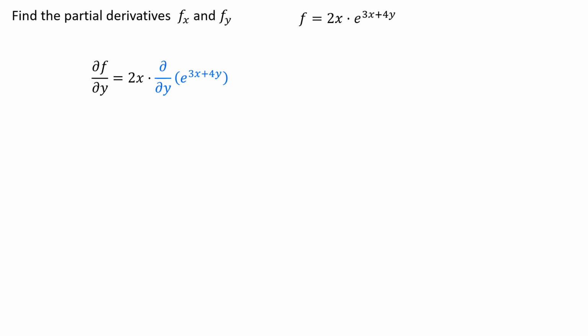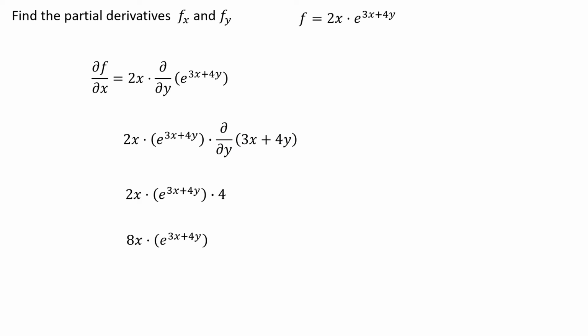This derivative here can be found just like we did before, using the fact that the derivative of an exponential is itself times the derivative of the exponent. Again, that's the chain rule. But here, since we're differentiating with respect to y, the derivative of 3x plus 4y, being that 3x is a constant in our view, is 4. A little algebraic cleanup finishes this problem.